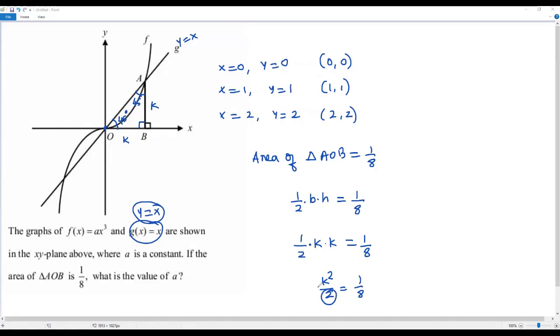Okay, now let me get rid of this denominator 2. For that we have to multiply both sides of the equation by 2. When I do so, this 2 will cancel. 2 goes into 2 1 times and 2 goes into 8 4 times. Then I'm getting K square equals 1 over 4.